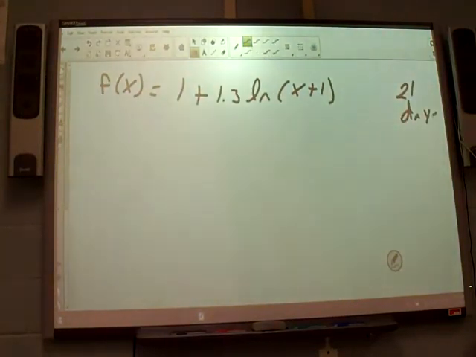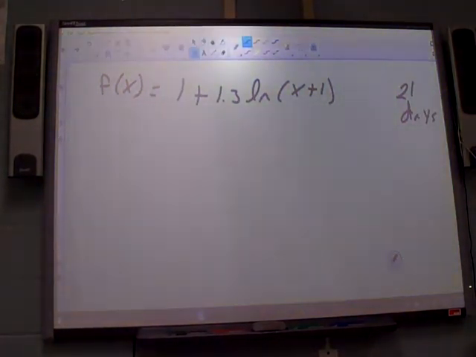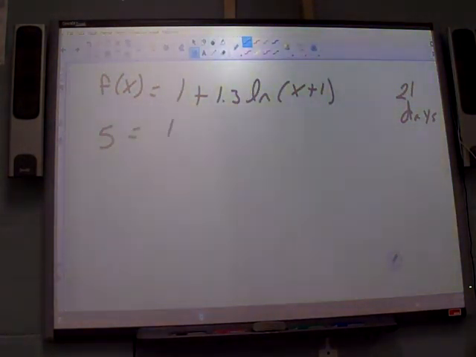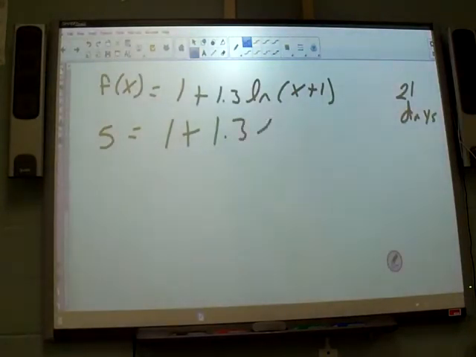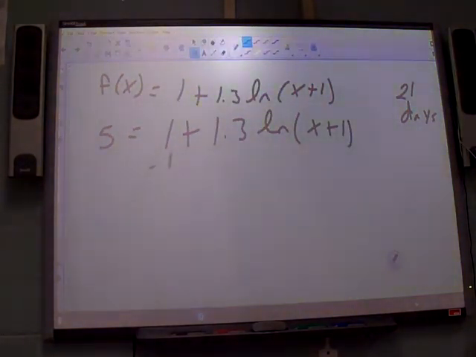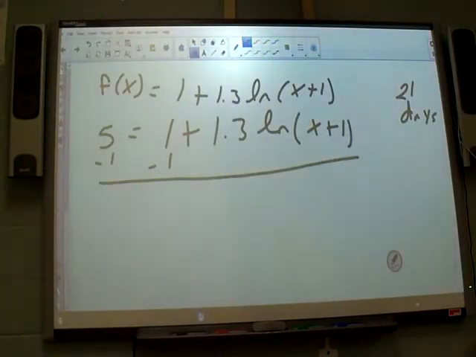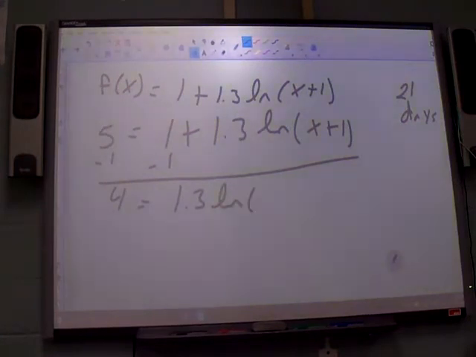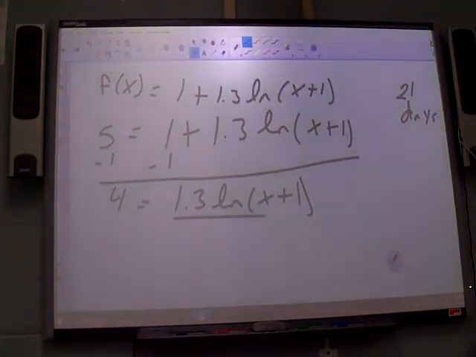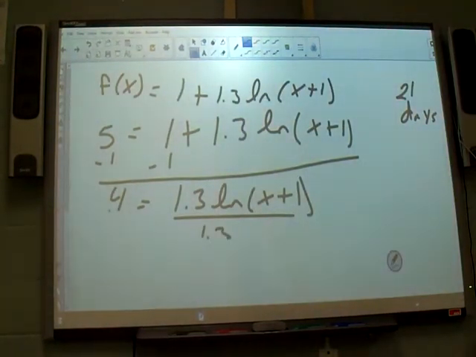Okay, I did not do it that way. That doesn't mean that it was wrong. What I did was I plugged a 5 in here. I'm looking for when he makes 5 consecutive free throws. And this looks like it's going to be difficult to solve, but I just kept it simple. I subtracted 1 from both sides. You could have already had it typed in the calculator, I just didn't think of that. The student that showed me that, I was like, hey, that's a good idea. Then I divided by 1.3.